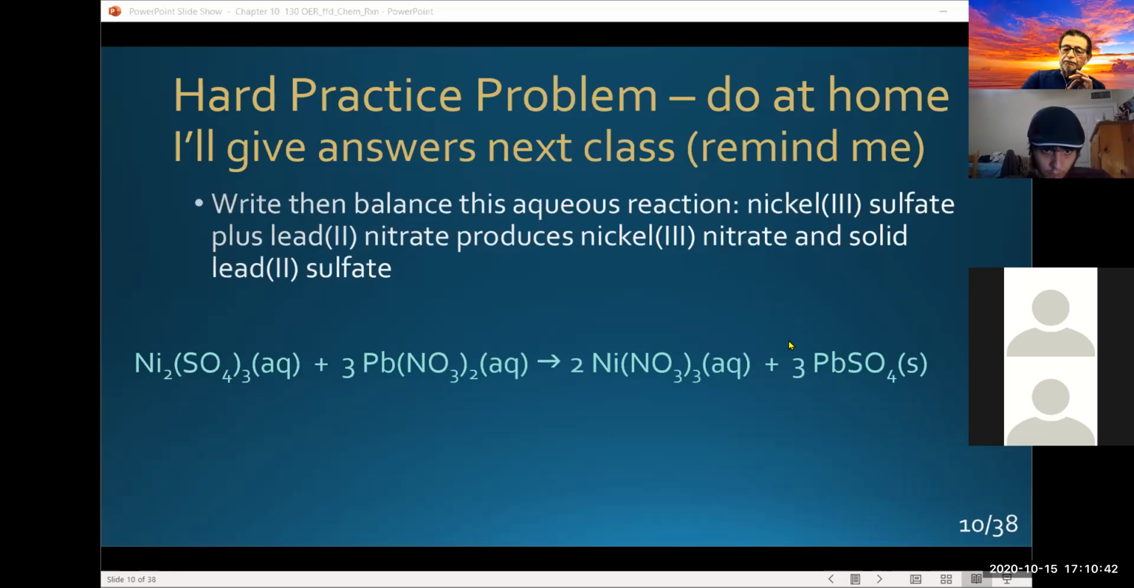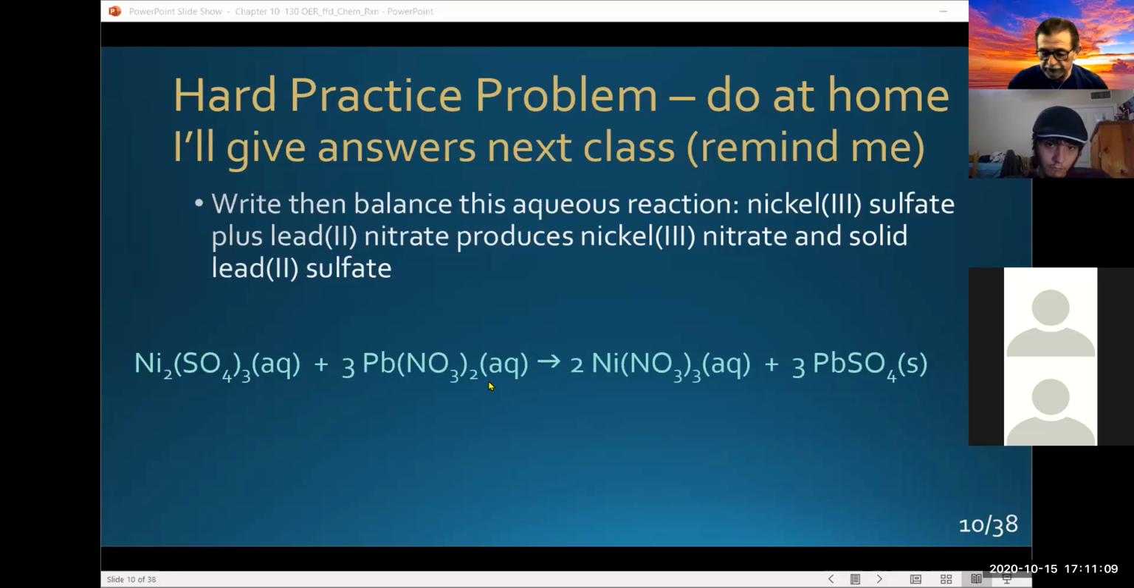Now, when it comes to balancing these types of reactions, and this is a specific type of reaction simply because we've got a solid here and it's related to the solubility table. We're going to get to this, but see if you can come up with this. And when you start balancing these types of reactions, follow the polyatomic ions, follow the sulfates, follow the nitrates.